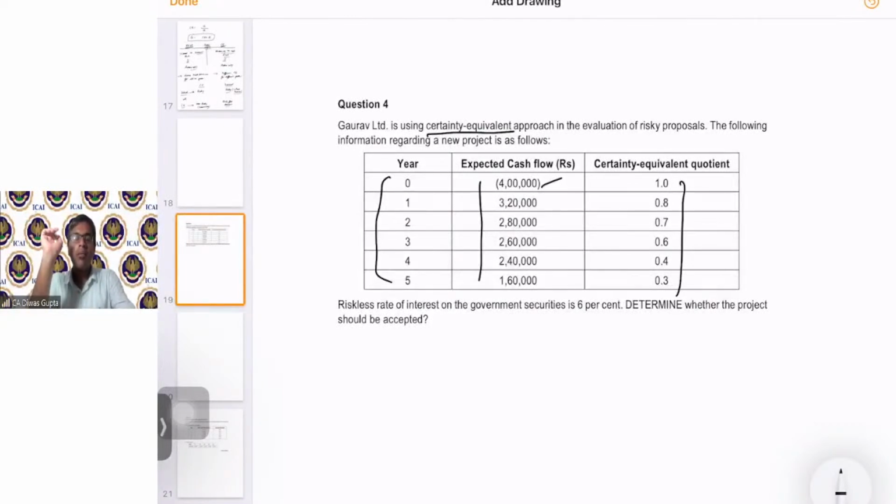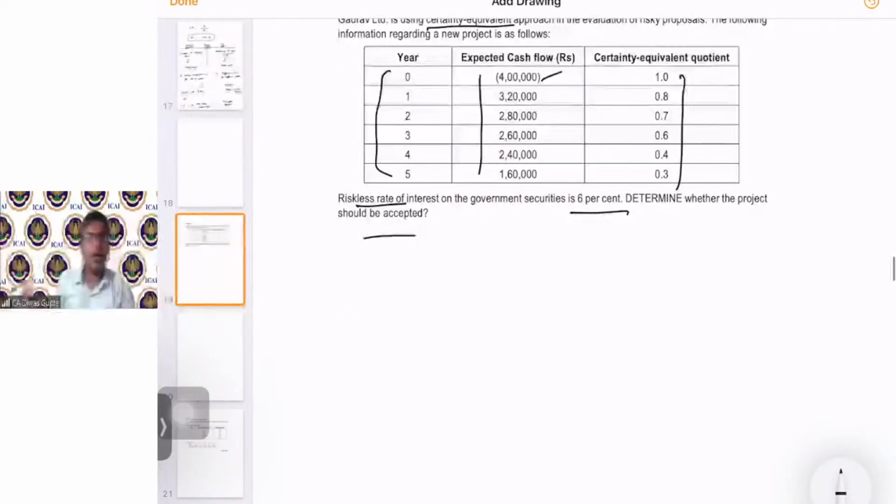So, what is actually the certainty equivalent quotient here? We will have to multiply in the expected cash flow, and the riskless rate of interest is already given, which we are going to use because we are using the certainty equivalent approach. Our cash flows will already be certain, which is guaranteed, and hence we will use the risk-free rate of return. Okay. Determine whether the project should be accepted.